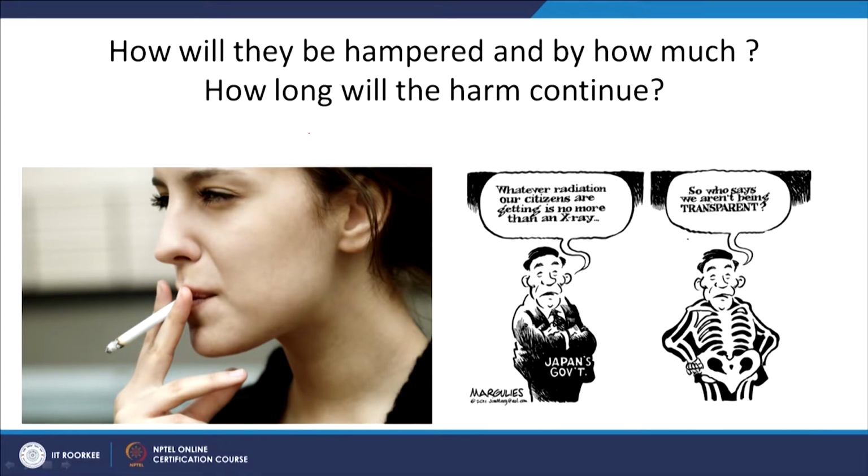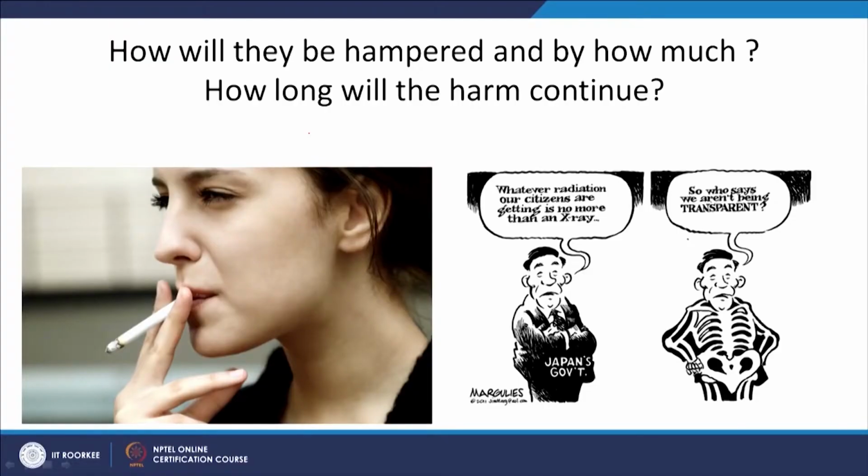Now the question is, when we are communicating to her to quit smoking, she is under the impression that, okay, I know many people who are smoking, but they are fine. But I know many people who are not smokers, but they are affected by cancer. So it is not necessarily that only smokers will be affected by cancer, but non-smokers can also be affected by cancer, right? So how people take this data, this fact, and interpret it is a critical question. So when we are communicating risk, it is very important to tell people to what extent they will be hampered by disasters, how they will be hampered, and how long their harm will continue.